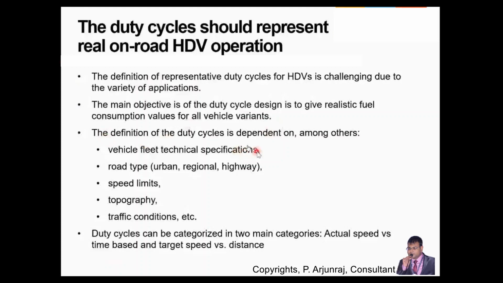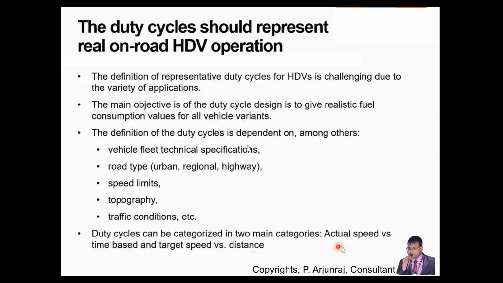The definition of the duty cycle is also dependent on various, among other factors, the vehicle fleet technical specifications and what type of road we are going to use. Is it going to be an urban road or a highway or a regional road? What are the speed limits? What is the topography of the vehicle? What are the traffic conditions? And again, this duty cycle can also be categorized into two main categories, based on the actual speed versus time and also the target speed versus distance.